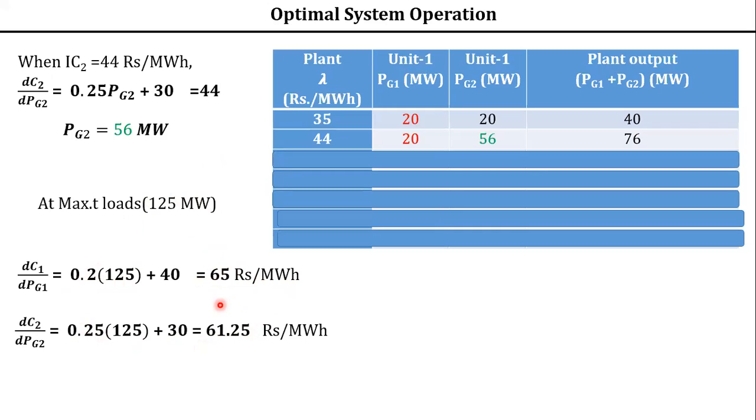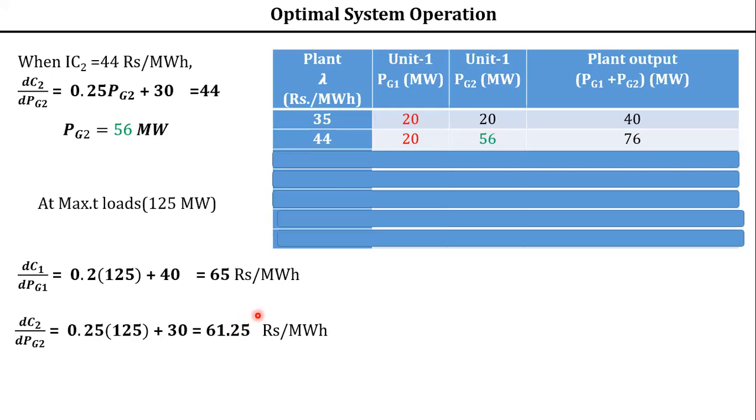Understood? At light load we have calculated, and now at maximum load we are calculating the incremental fuel cost of unit 1 and unit 2. You see 65 rupees per megawatt hour and 61.25 rupees per megawatt hour. For both values of lambda, you have to calculate the unit 1 and unit 2 values. Intermediate values also we have to consider, and how, we will see. Those are the values of lambda at light load, and these are the values at maximum load. Both we have to calculate.